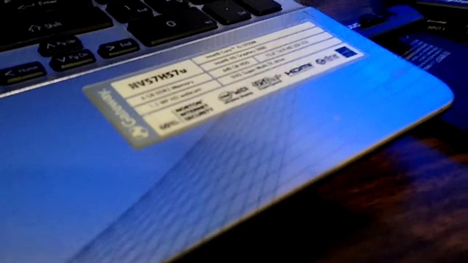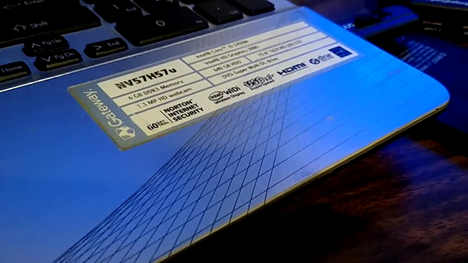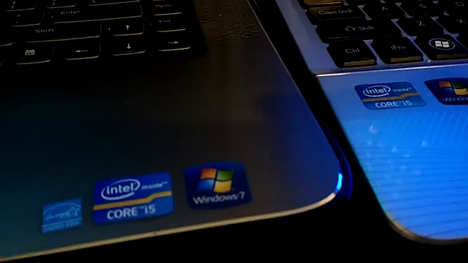Okay, so on the left, I've got a Dell XPS LX502, I believe, is what it's called. And over here, I've got a Gateway NV57H57U. Both were around 2012 models of computers. They both have Core i5s. Of course, one may have a little bit of different Core i5 than the other. I can't promise you they're exactly the same.